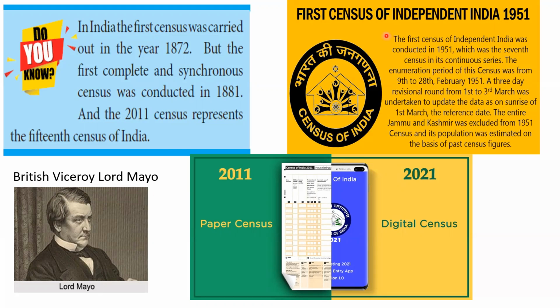The first census of independent India was conducted in the year 1951, which was the 7th census in its continuous series. The enumeration period of this census was from 9th to 28th February 1951. A 3-day revision round from 1st to 3rd March was undertaken to update the data as on Sunday, 1st March, the reference date. The entire Jammu and Kashmir was excluded from the 1951 census and its population was estimated on the basis of past census figures. And our next census is due next year, that is in 2021, and it will be mostly a digital census.